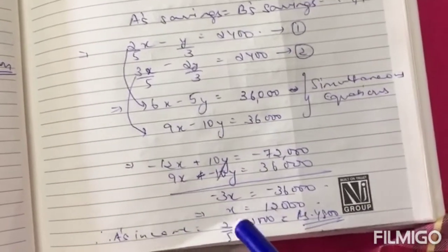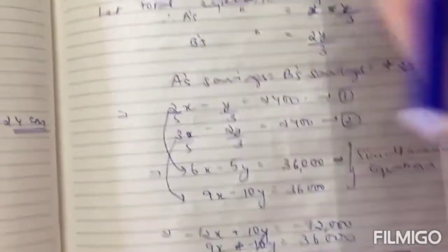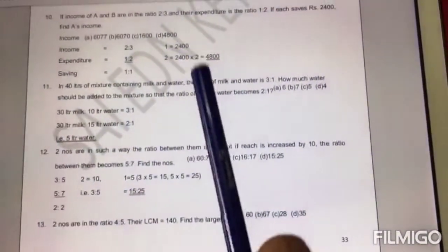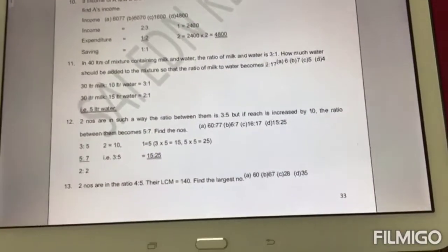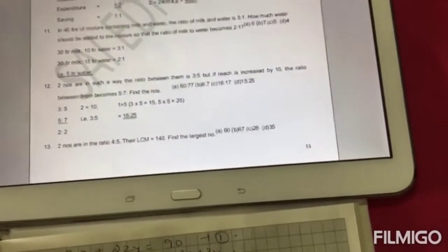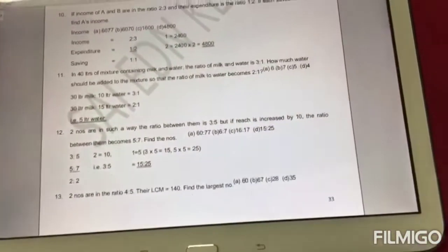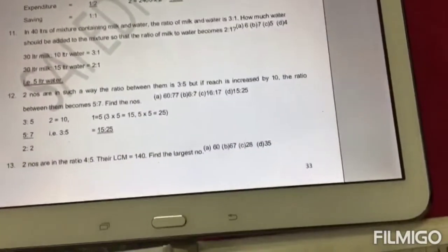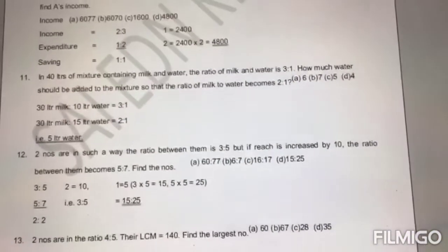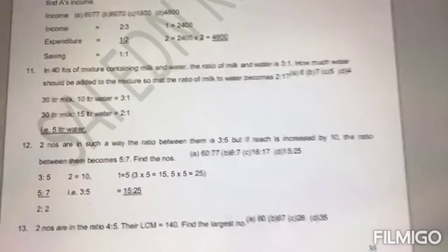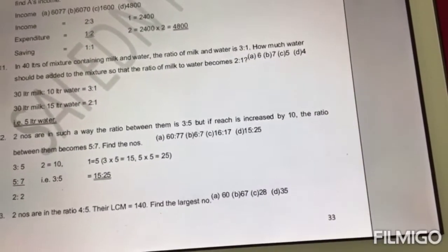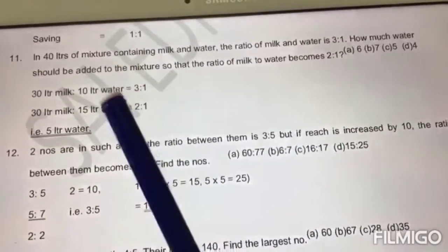Therefore, A's income is 2 by 5 into 12,000, which is 4,800. So we are right. I hope you've understood. If you haven't, please go through the explanation as we discussed so that you'll get an idea as to how to approach these kind of questions. Alright, so moving on to number 11.